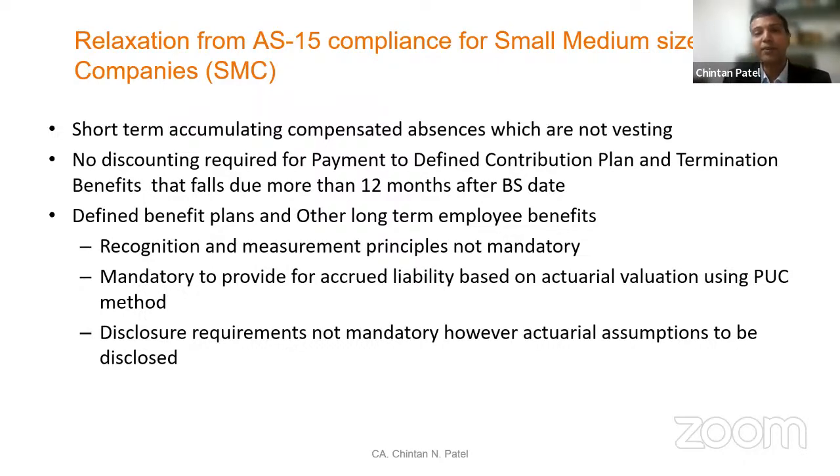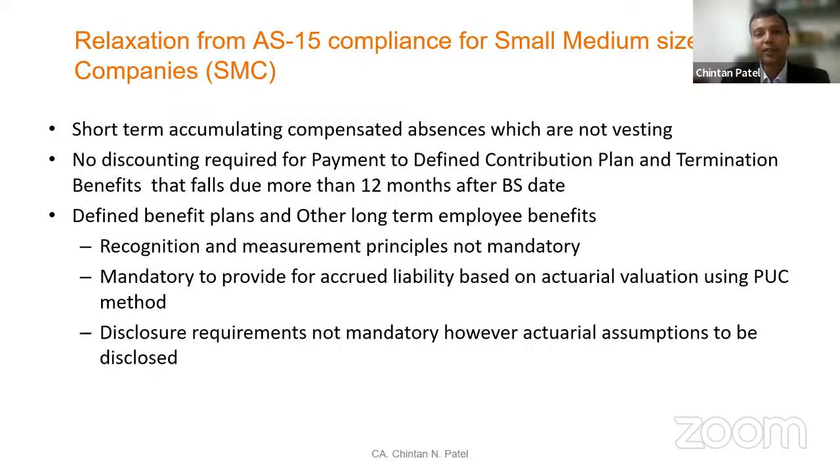So for small business companies, let us look at which relaxations are provided. First and foremost, compensated absence. Leaves are called compensated absences. It is short-term accumulating. Accumulating means when the leave balance can be carried forward to the next year. Short term means it can be carried forward for a maximum of 12 months. Vesting or non-vesting: non-vesting means it cannot be encashed. For example, if anybody leaves the company, the balance of leave expires and is not encashable. So there is an exemption from accounting of short-term accumulated compensated absences which are not vesting.